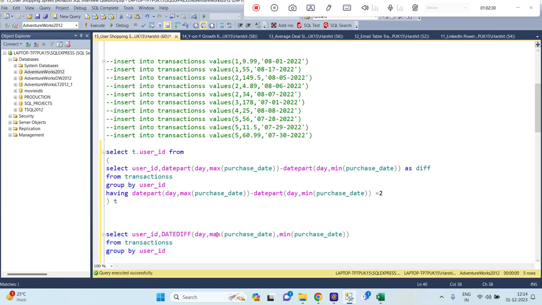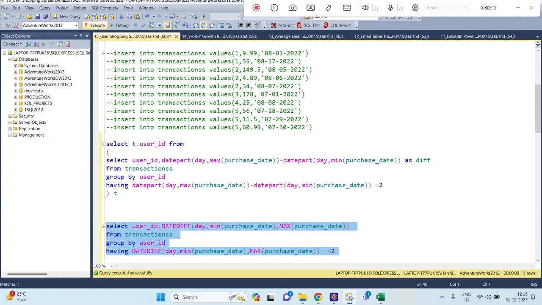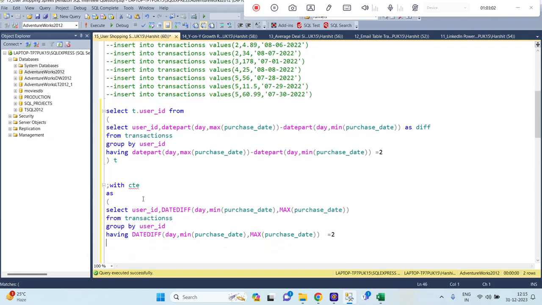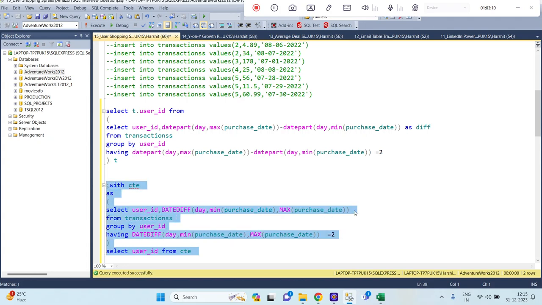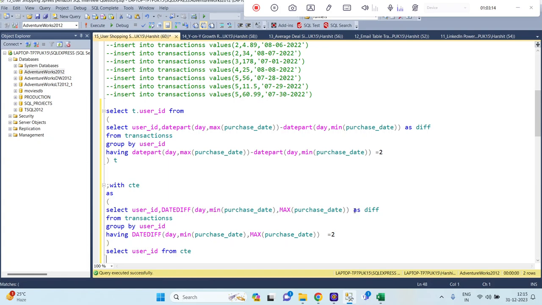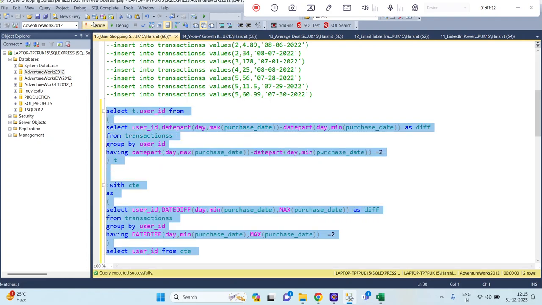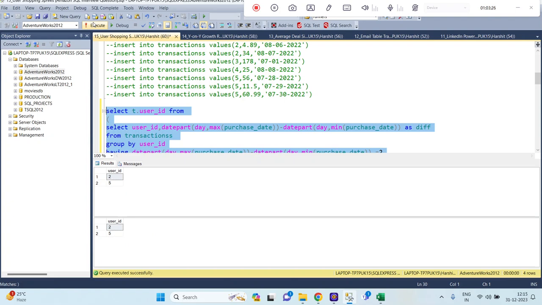So what can we do? Here we can do minimum, and here we can do max. Now what can we do further? We can do this one, having this equal to 2. Again 2 and 5. Now again we can write this with a CTE: with city as, select user ID from city, as difference. We have to give a column name, right? It is an alias. Now 2 and 5 is again coming. Same result, right? For both queries.